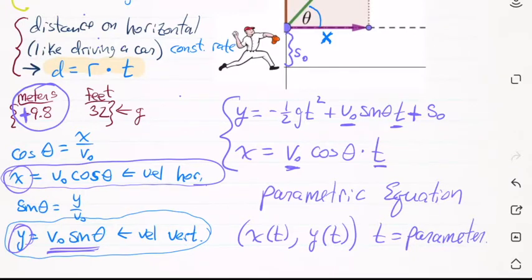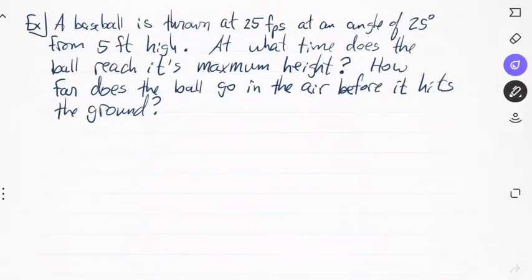All right. So let's say we have this word problem. A baseball is thrown at 25 feet per second at an angle of 25 degrees off the horizontal, of course, from 5 feet high. At what time does the ball reach its maximum height? Once you find that, you can also find the maximum height. And how far does the ball go in the air before it hits the ground?